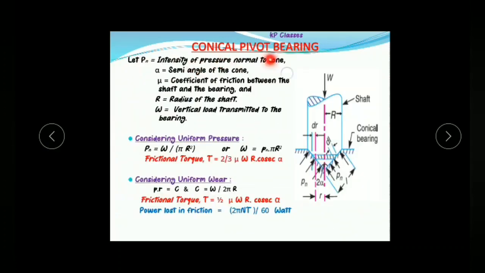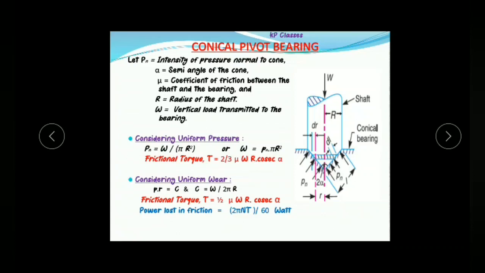Our next topic is conical pivot bearing. The name spells that conical, that is the form of a cone. The lower portion will be in the form of a cone, whereas in flat pivot that is flat. Here Pn equal to intensity of pressure normal to the cone. Alpha equal to semi angle of the cone. The total angle formed by the cone equal to 2 alpha, and alpha equal to half of that angle, that is the semi angle of the cone in degree.